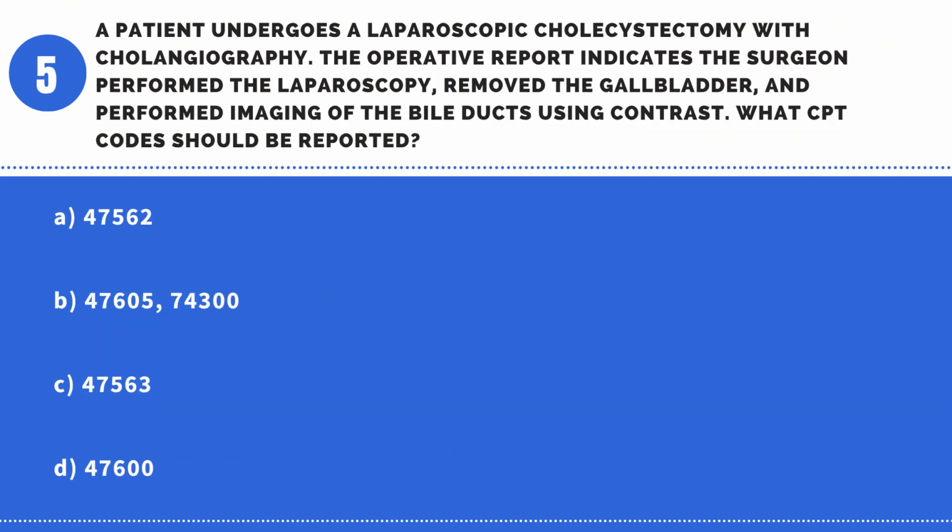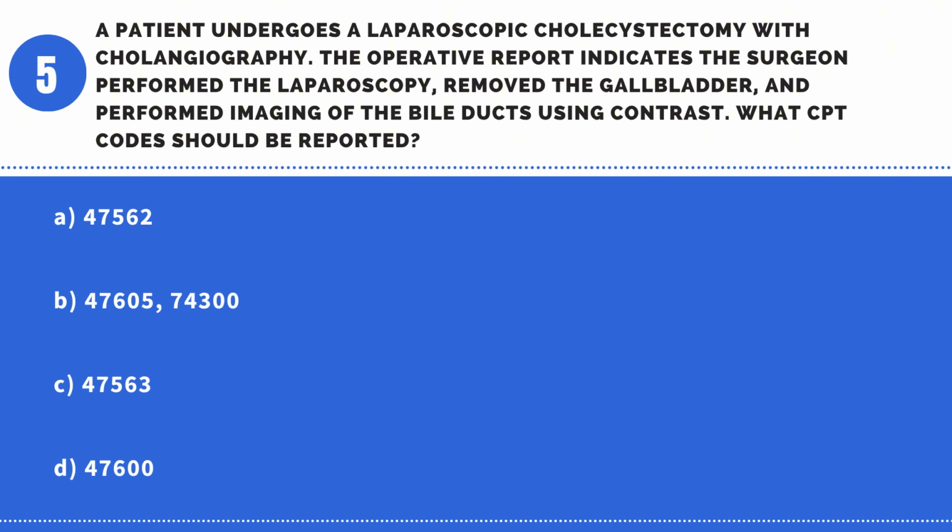Question 5. A patient undergoes a laparoscopic cholecystectomy with cholangiography. The operative report indicates the surgeon performed the laparoscopy, removed the gallbladder, and performed imaging of the bile ducts using contrast. What CPT codes should be reported?